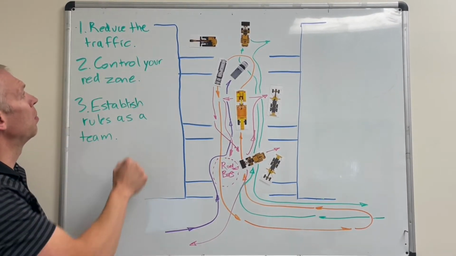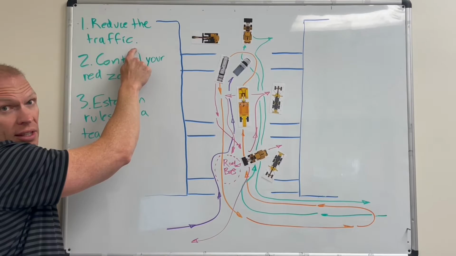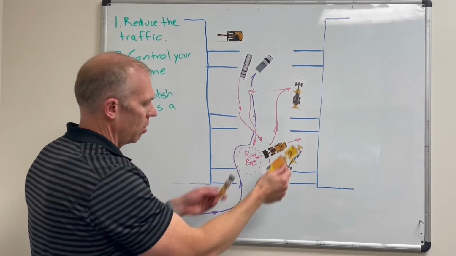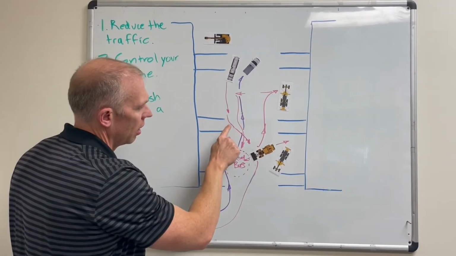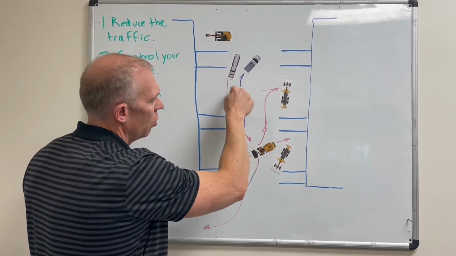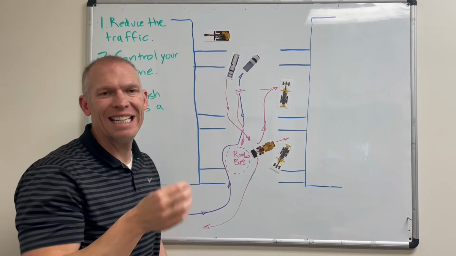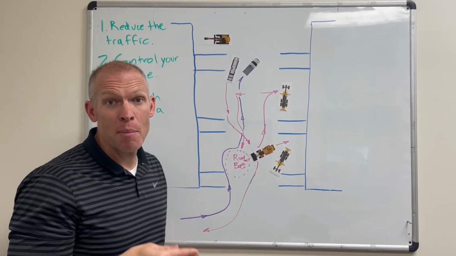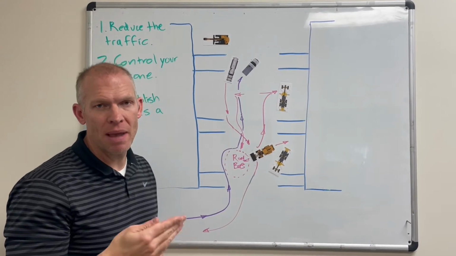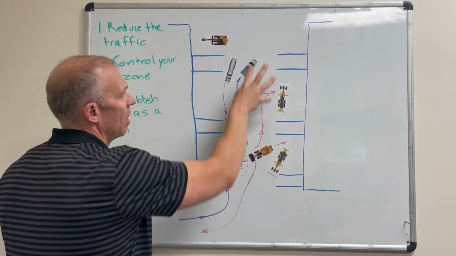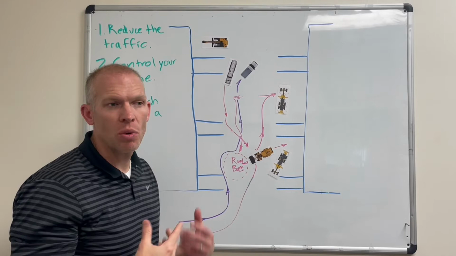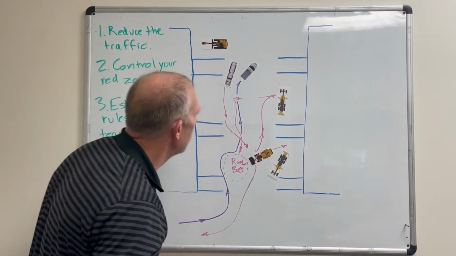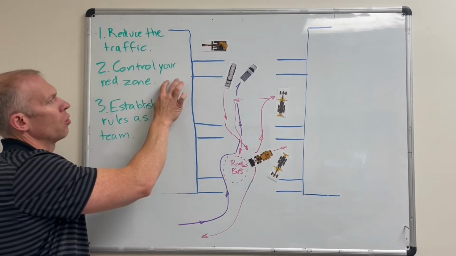So the first principle is reduce the traffic. What happened here is I removed the scraper and I removed the loader. Here are the new paths. We have significantly reduced, probably even reduced the accidents by half just by removing the amount of equipment and finding ways for them to be a little bit more efficient, so we didn't have to have so much equipment in that small zone. That brings us to our next point, control your red zone.